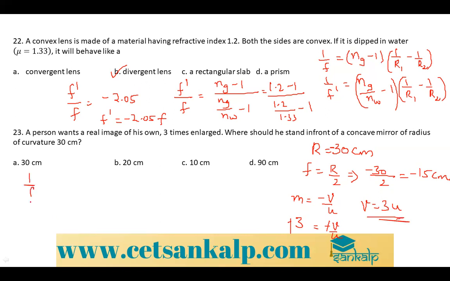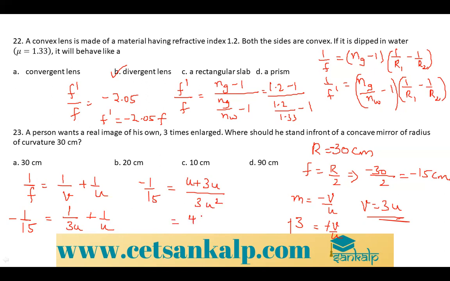So you have the formula 1 by F is equal to 1 by V plus 1 by U. So minus 1 by 15 is equal to 1 by 3U plus 1 by U. So 1 by 15 is equal to U plus 3U divided by 3U square. So the 4U divided by 3U square, it will cancel out. Minus 1 by 15 is equal to 4 by 3U.